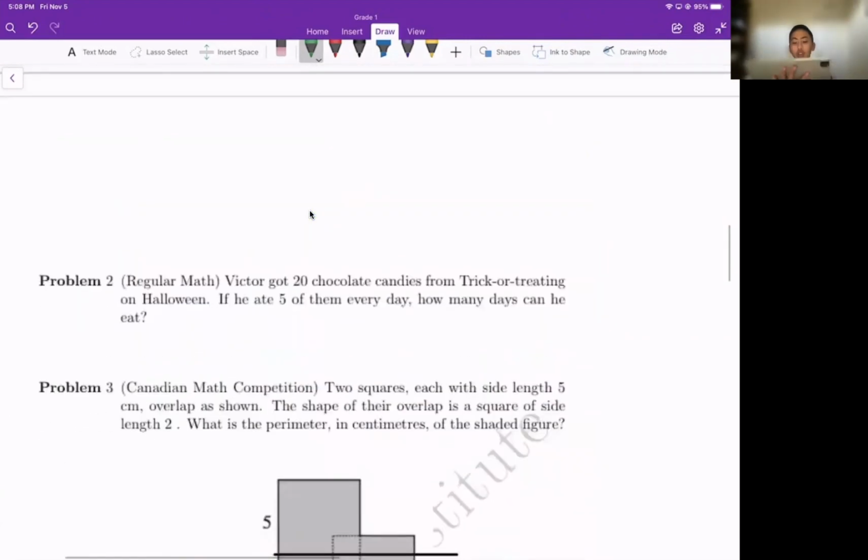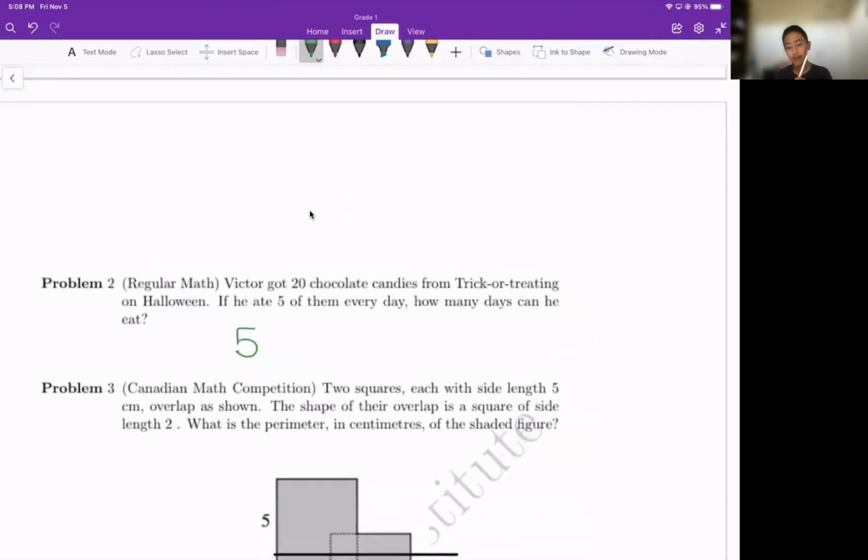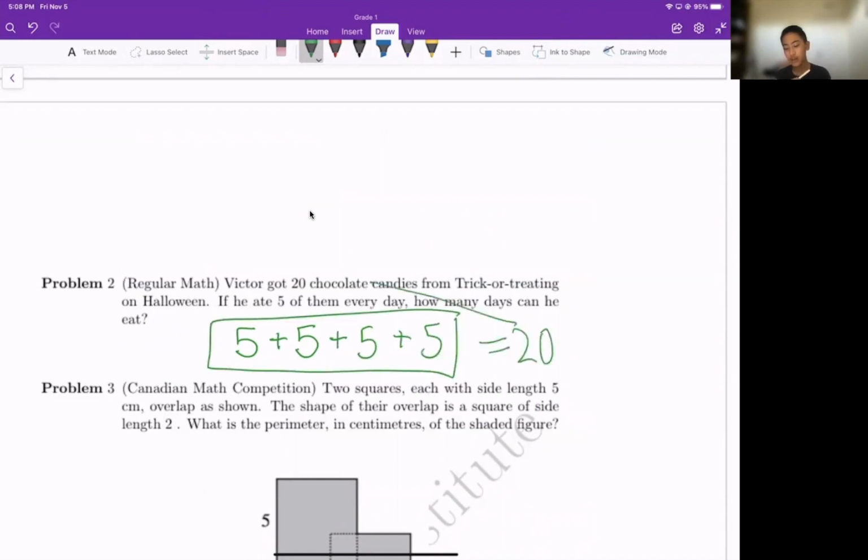Problem 2, Victor got 20 chocolate candies from trick-or-treating on Halloween. If he ate 5 of them every day, how many days can he eat? So on day 1, he ate 5, plus 5 on day 2, plus 5 on day 3, and plus 5 on day 4. And 5 plus 5 plus 5 plus 5 equals 20 chocolate candies, which he got from trick-or-treating. So the answer is 4 days.